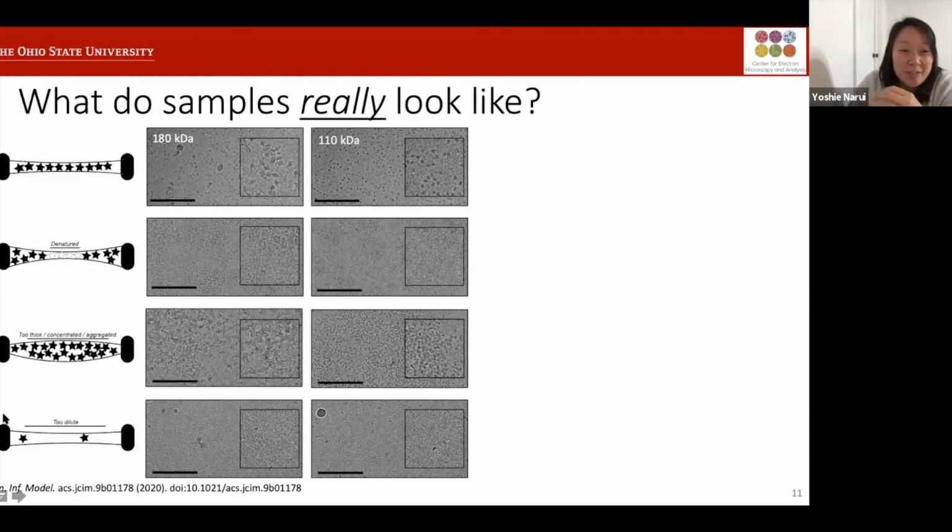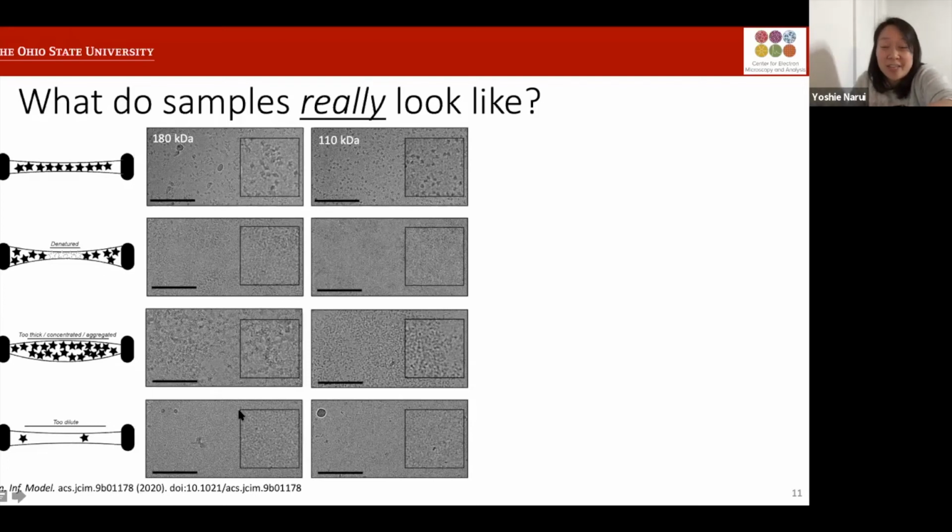And then lastly, panel D. In panel D, you can kind of see what vitreous ice looks like. It has sort of no features to it. On occasion, you may see what you think is a particle, but it's unclear. It's obvious that there's not enough to look at in that sample.